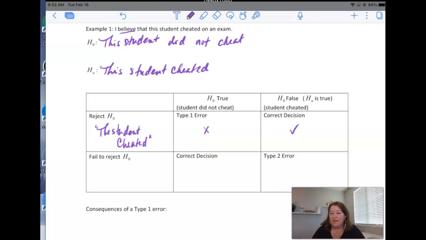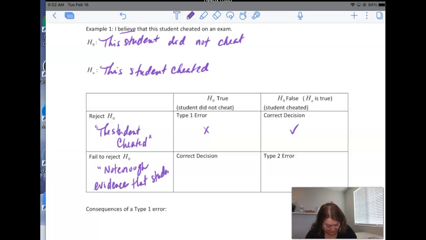If I decide to fail to reject H sub O, so basically saying I didn't have enough information, they might have still cheated, but I don't have enough evidence, right? So I'm basically saying that there's not enough evidence that the student cheated. And we find out later that H sub O is true, that I didn't cheat, that's perfect. That's the correct decision. That's what we would expect to have happen, right?